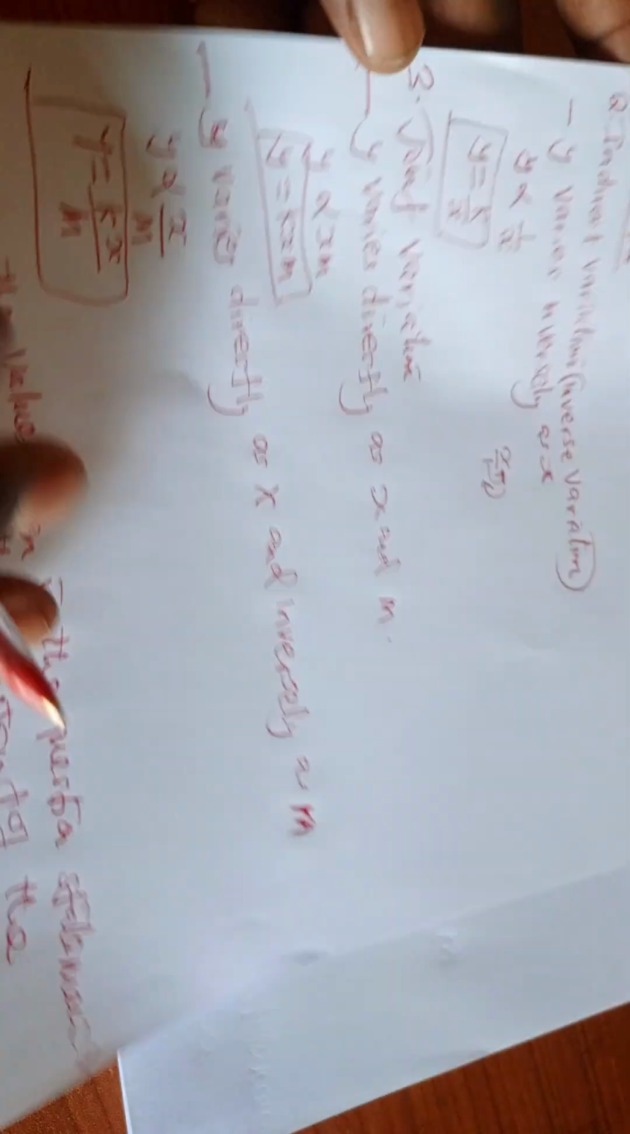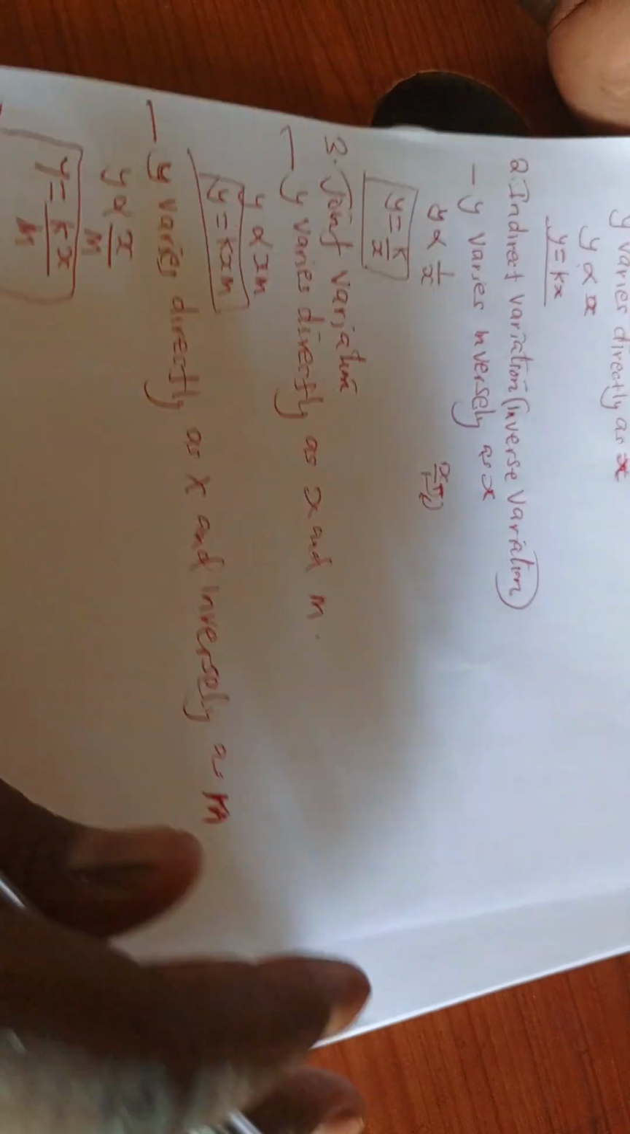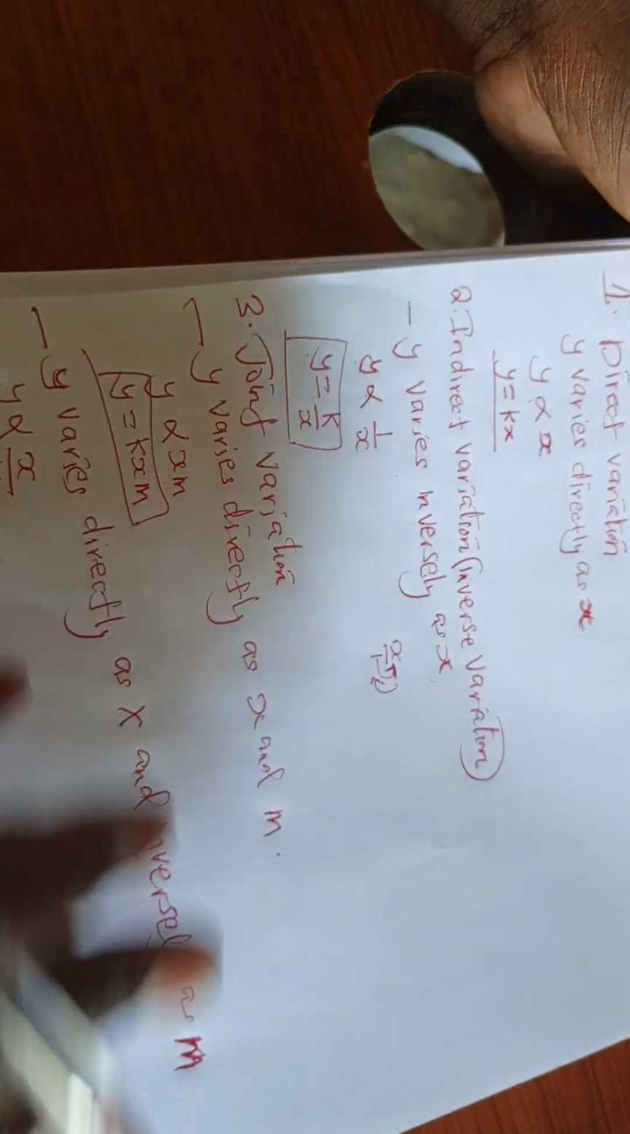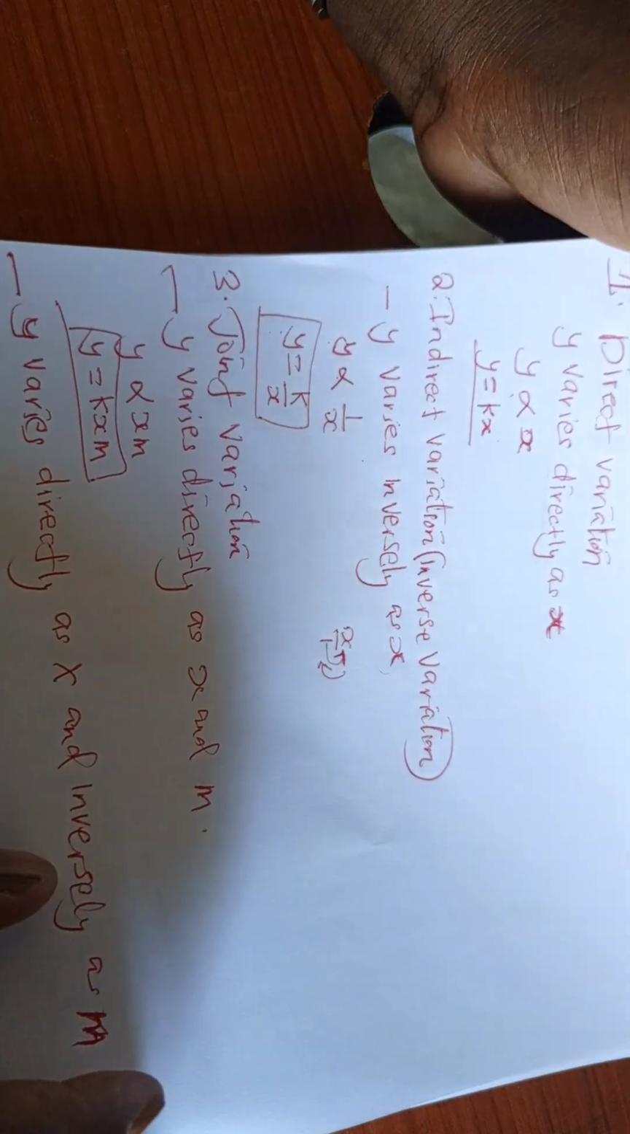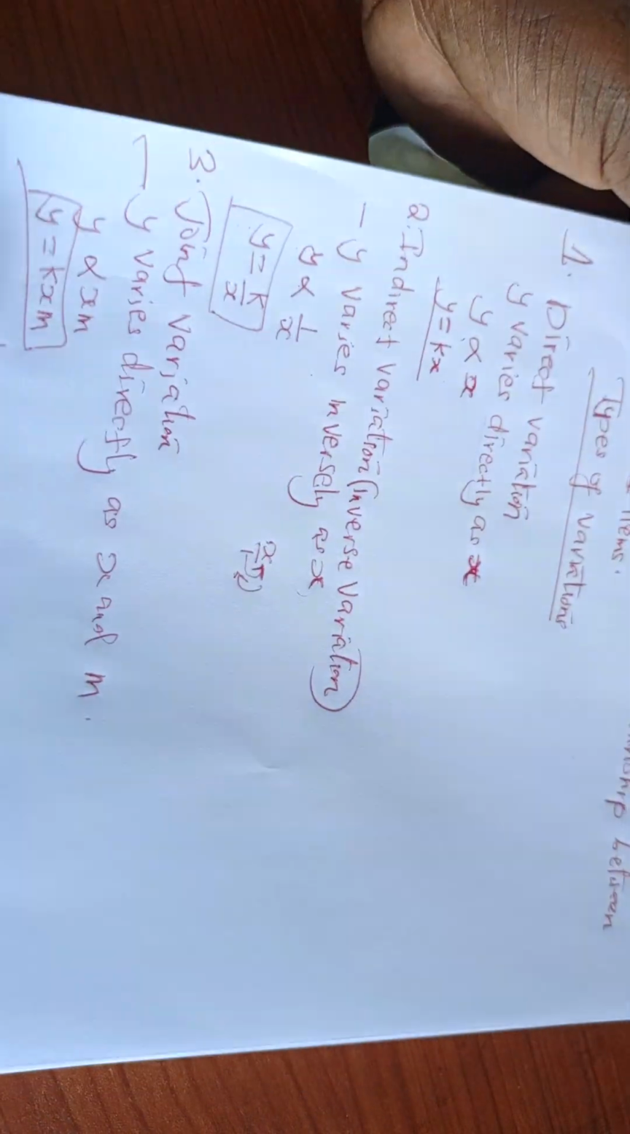Good. So we try to do some examples. Again, sometimes when the table is given, to find k, make sure you choose the table with the complete values so that you can find the value of k, which is constant. So I want us to do the examples now.